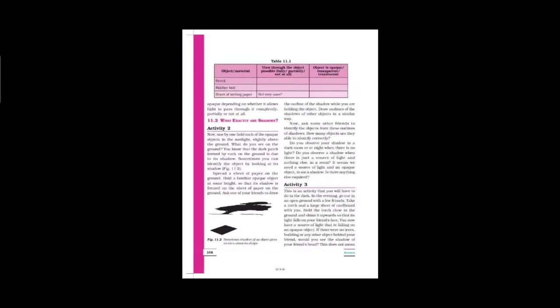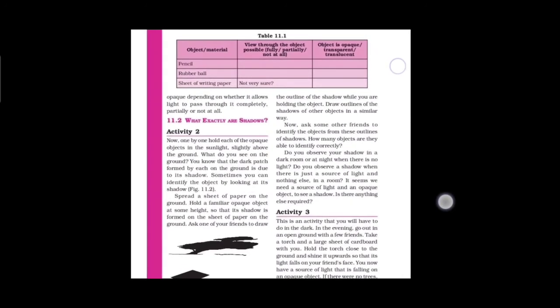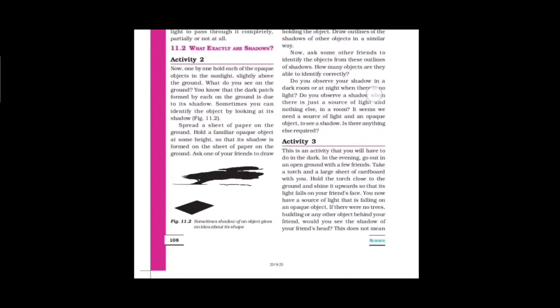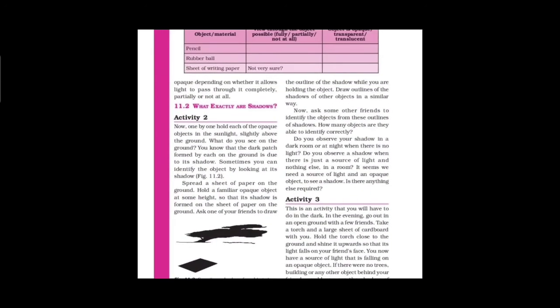Then the next topic is objects and shadow. Here also there is one activity. Activity 2, page number 108. Now one by one hold each of the opaque objects in the sunlight.